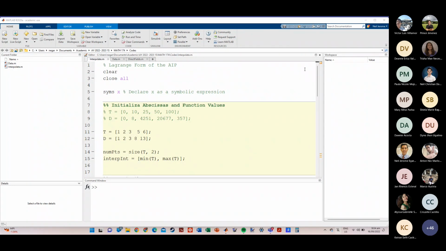Gusto ko kasi maliit lang yung font sa computer ko. So, pero pag nagda-demo, dapat malaki. All right, so thank you.